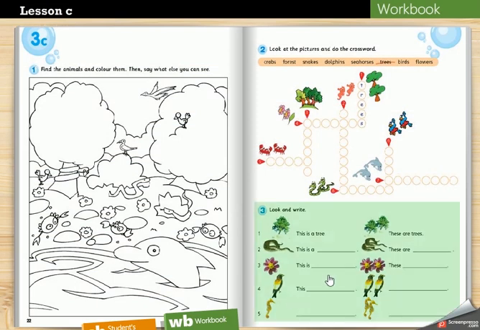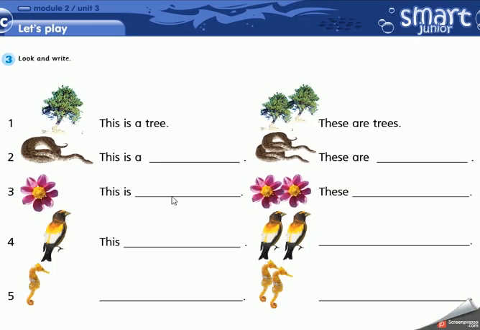Now, if you finish, let's see the last exercise we have. Now, we have to look at the pictures, okay, and to write the right name. First we have number one. This is a tree. One tree. Here we have these are trees. Let's see number two.